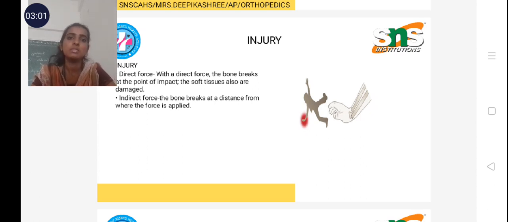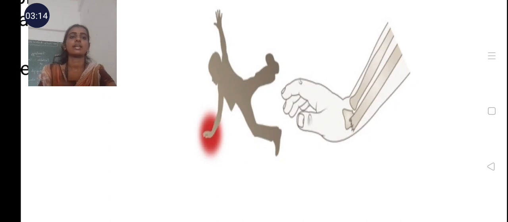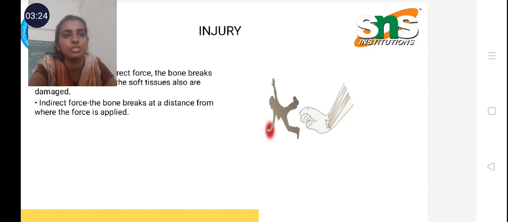If we are falling, we try to balance our position by using a hand. If we are slipping on the floor, in the picture this person has slipped and is balancing his posture by hand. That means the radius gets fractured. So this is the indirect fracture.